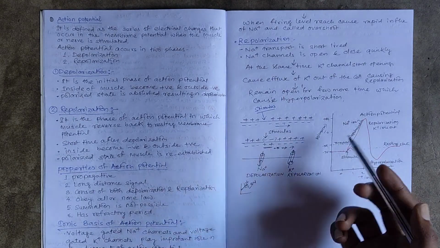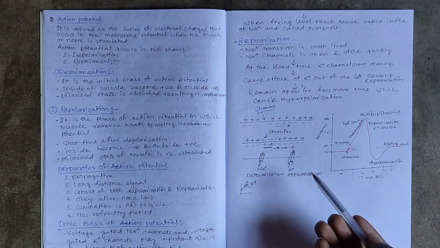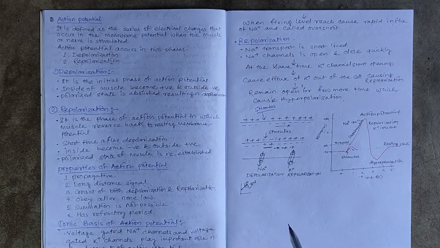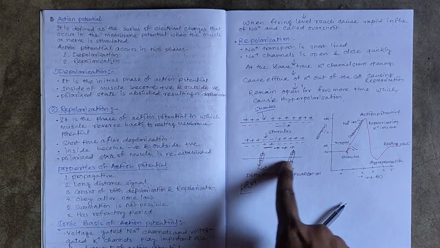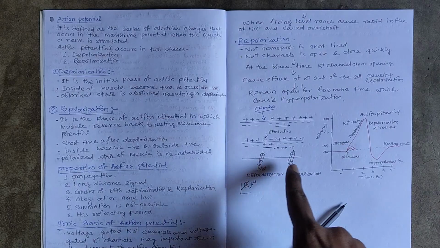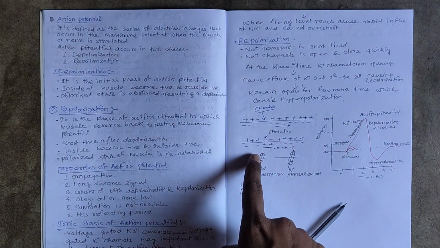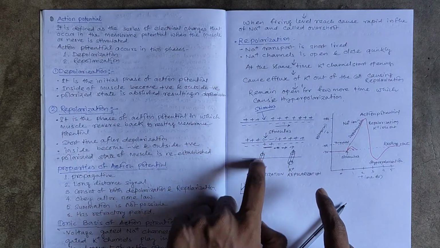Now, if we see a diagram, the sodium is coming inside and potassium is going outside. Sodium coming inside causes depolarization, and then the sodium channel stops and the potassium channel is activated and all the positive charges go outside. Whenever the positive charge goes outside, the inner part of the cell membrane becomes negative and the outer part becomes positive. When sodium comes inside, the outer part becomes negative and the inner part becomes positive. So this is the ionic basis.